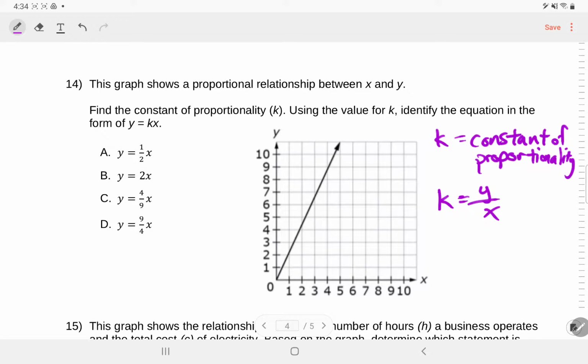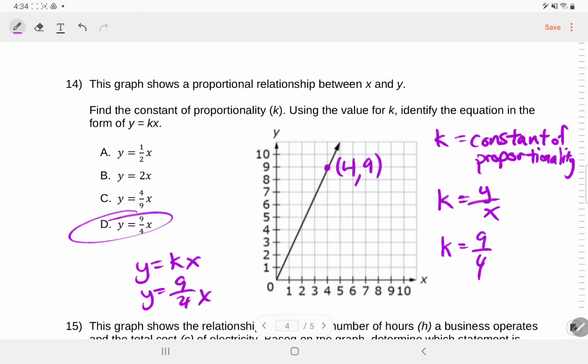So we'll take a look at a point that's exactly on the grid line. If you look carefully, this point is exactly on the grid line. For this point, we have our x as 4 and our y is 9. So if we want to find our k value, it's 9 divided by 4. Therefore, our equation is going to be y equals kx, and k is 9 over 4, so y equals 9/4 x. So that matches D. Our answer is D.